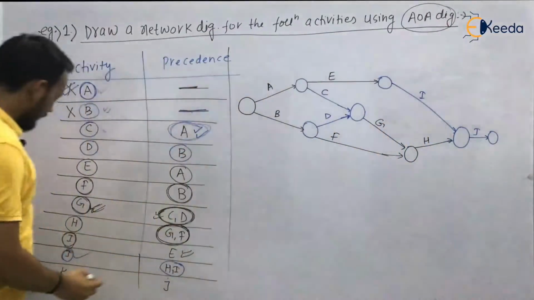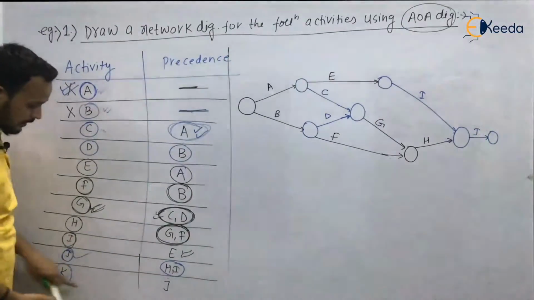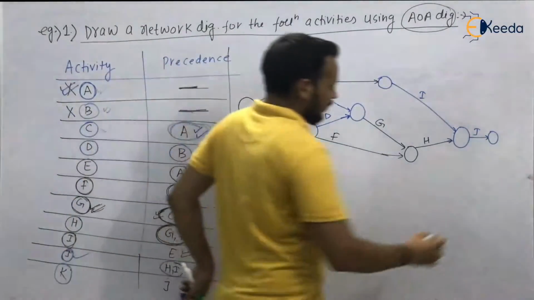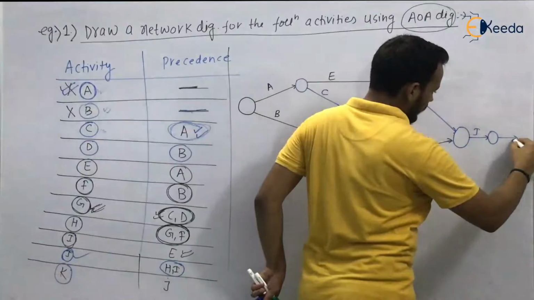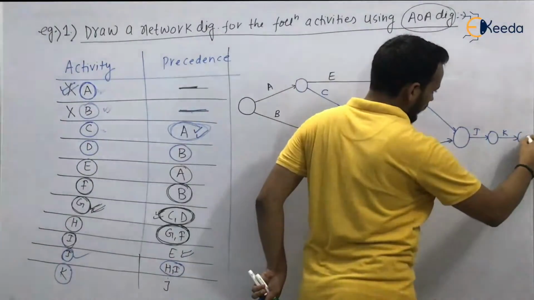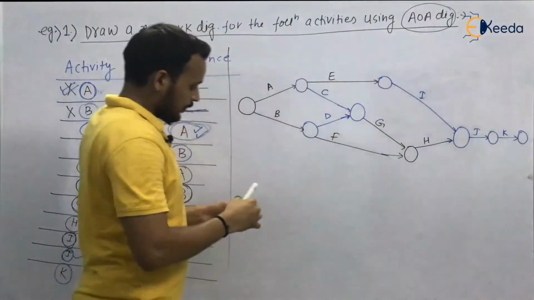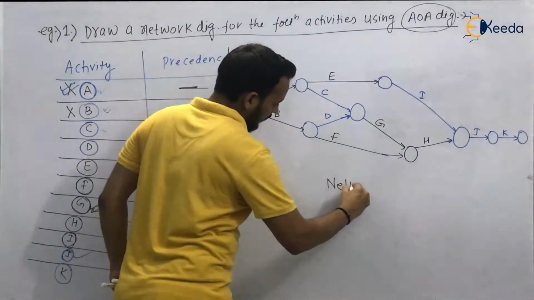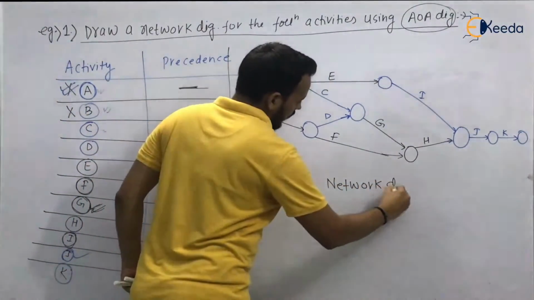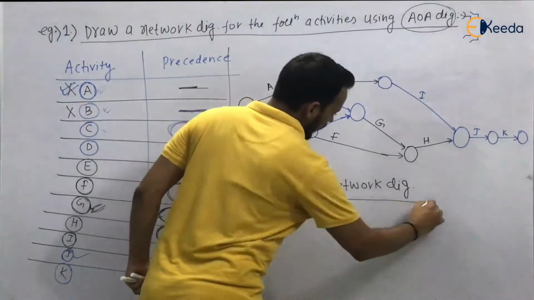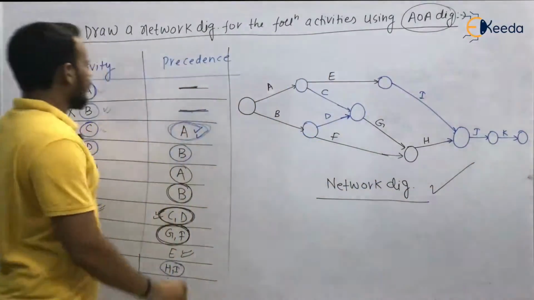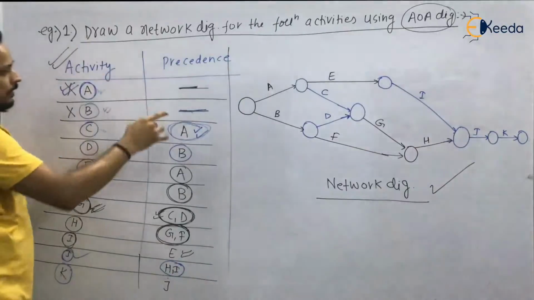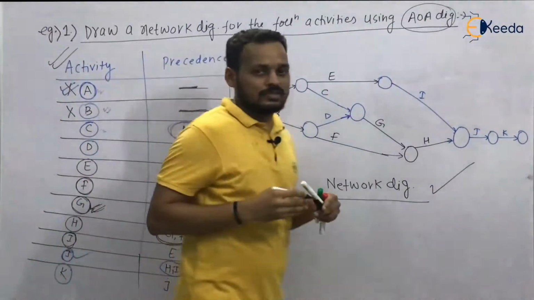And the last activity, that is K. K has been started from J. Precedence is J. So start activity K and terminate it. You have completed your network diagram, and this is your network diagram for this example.